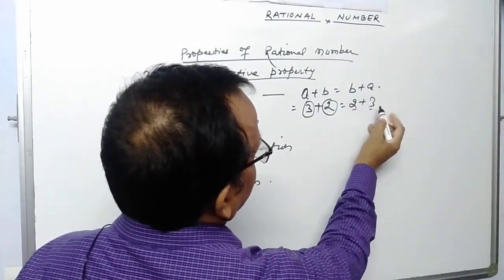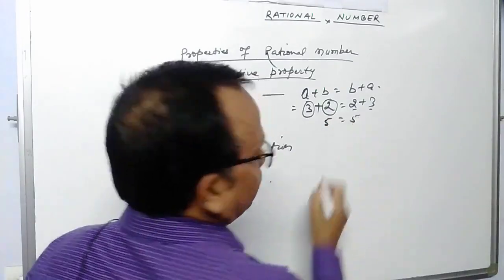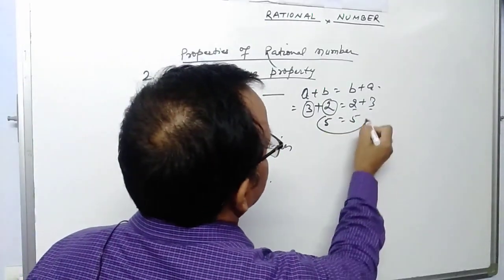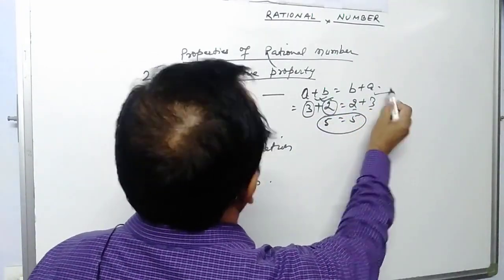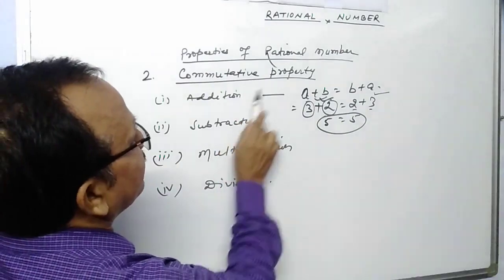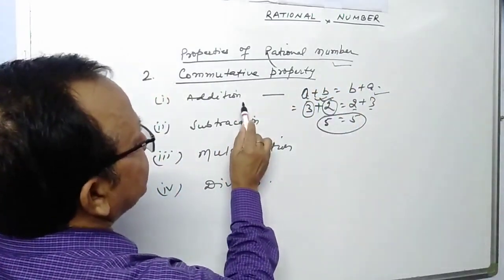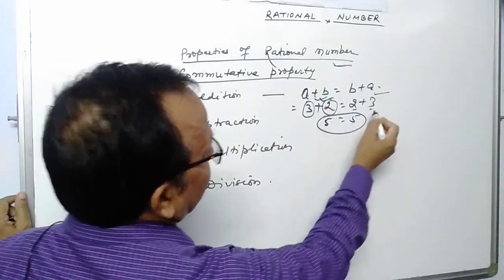And so b is equal to 2 and 3. In both cases we are getting 5. That is, it is true in case of addition, that is a plus b is equal to b plus a. So addition is commutative for rational numbers. Addition is commutative for rational numbers.